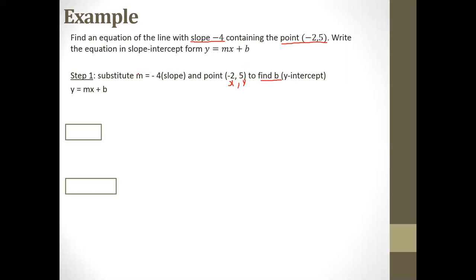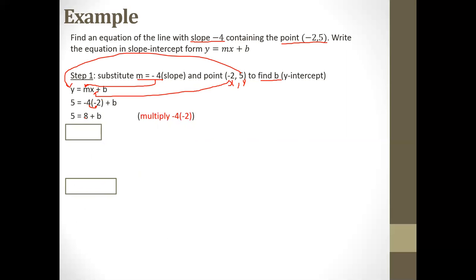and we're going to substitute the numbers that are given to us. Where m is our slope, we will substitute -4. Where x is, we would substitute -2. And where y is, we're going to substitute 5. So we'll have 5 equals -4 times -2 plus b. And -4 times -2 gives us +8. We carry down the 5, the equal sign, and the b. Now we'll just solve this equation for b. So we're going to subtract 8 from both sides of the equation, and we'll get b equals -3.